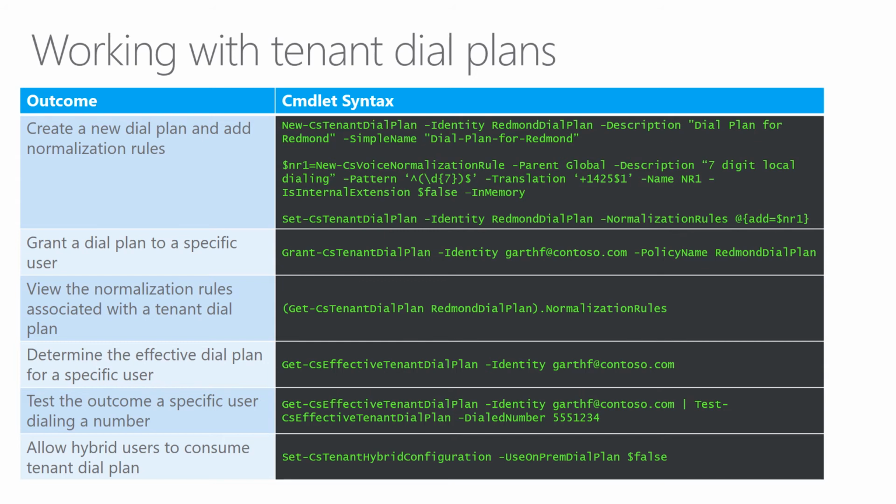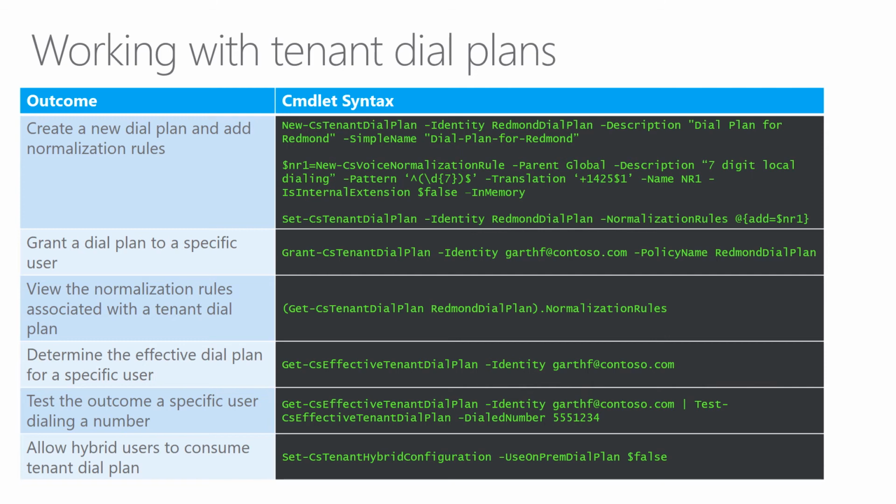If we wanted to take this one step further and actually test that a number dialing pattern would actually normalize correctly, we can run the commandlet that's shown in the fifth line of this table. And that's where we run the same Get-CsEffectiveTenantDialPlan, but in this case we're piping that result to a commandlet called Test-CsEffectiveTenantDialPlan, in which case we've specified the number 5551234. The corresponding output would show that the number that we had dialed had normalized correctly based on the normalization rule that's in the tenant user dial plan that we just created.